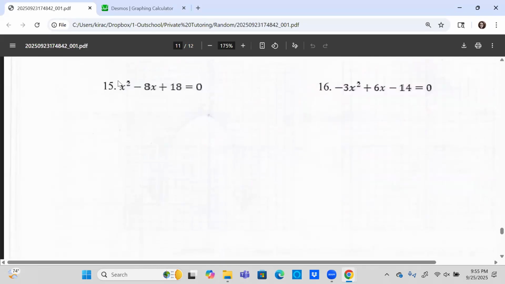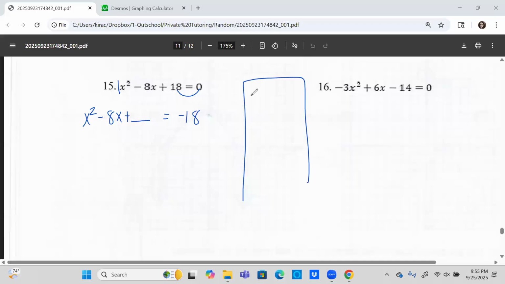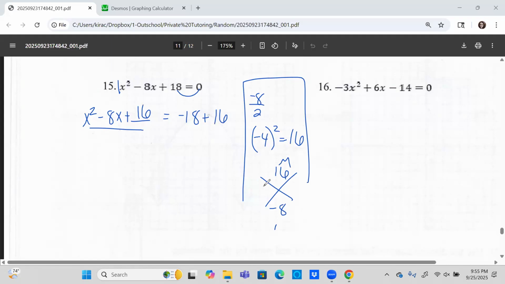15 is not going to be bad because at least there's a 1. Go ahead and move that over. We can go right to the blank. Side work. Take the middle number, chop it in half, square it. Both blanks because we don't have to distribute anything. This one should factor nicely. Multiply to 16, add to -8. You owe me 4, you owe me 4. So that's x minus 4 twice equals -2.